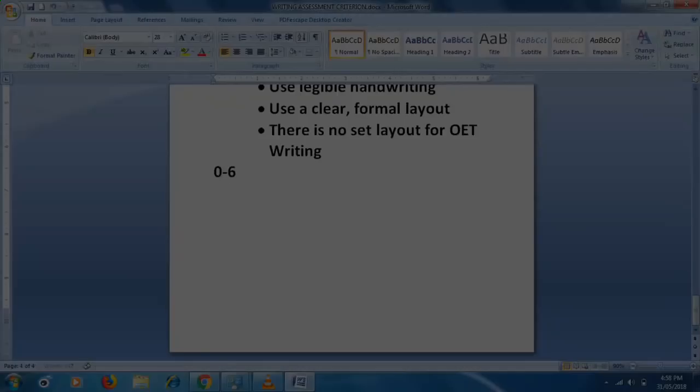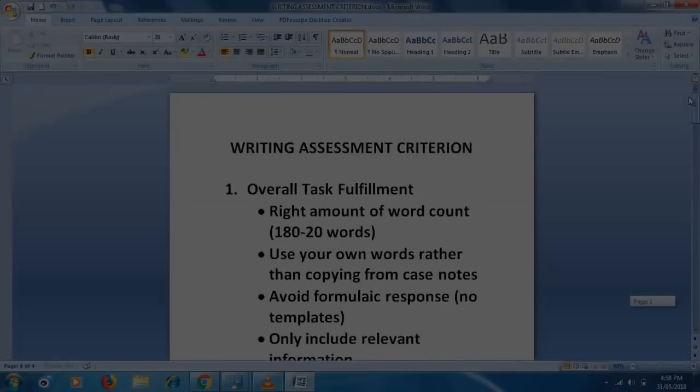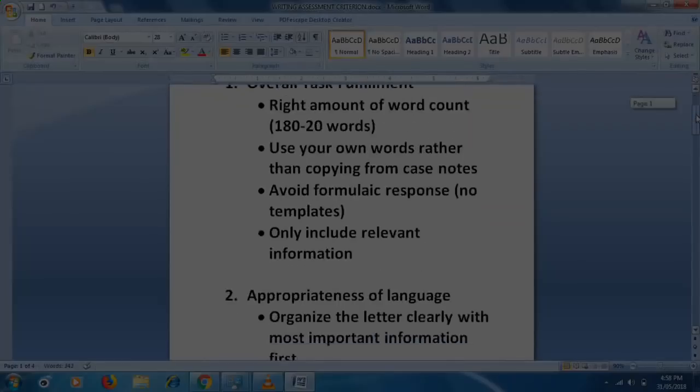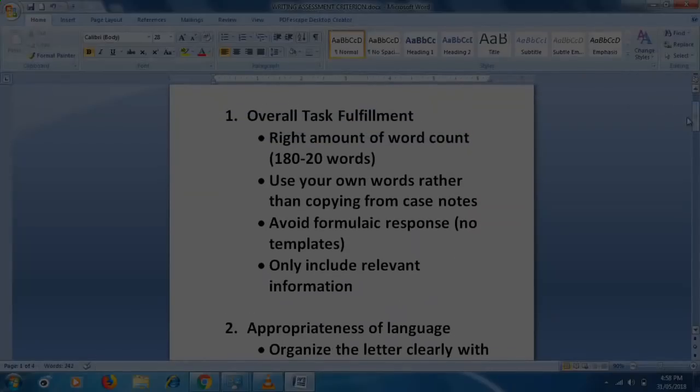So that means that you're given marks out of 0 to 6 for each of these criteria, and then an average is taken, and based on that you're given an overall score for the writing subtest. We're going to discuss each one in detail. We'll start with the overall task fulfillment. Overall task fulfillment has these sub-criteria.